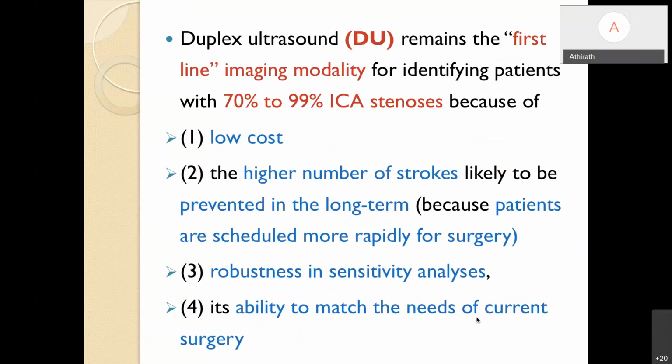Now, duplex ultrasound is a first-line imaging modality for any stenosis which is between 70% to 99% because of the following features. Because of its low cost, because of the high number of strokes which can be prevented in the long term, because it is easy to perform, therefore more patients can be pushed rapidly for surgery. There will be robustness in sensitivity analysis and its ability to match the needs of the current surgery.